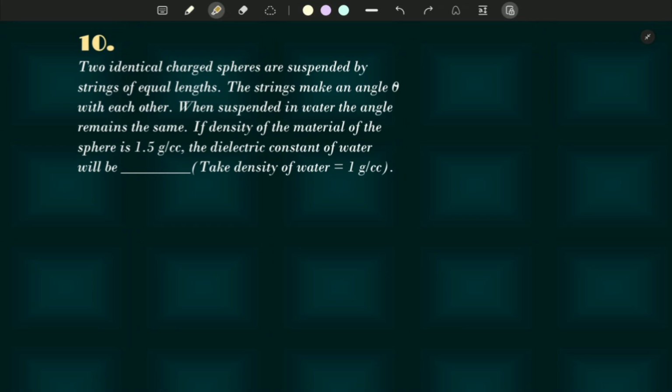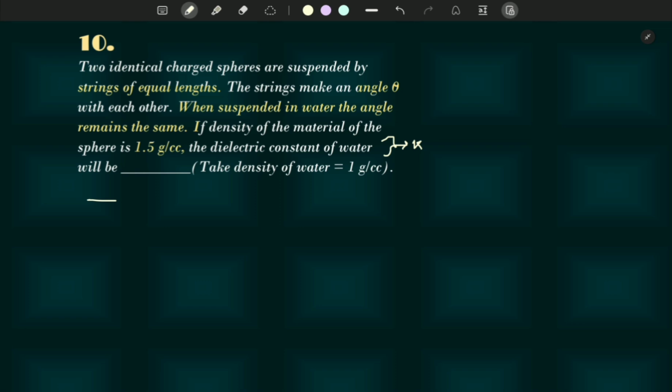So this is our next question. Two identical charged spheres are suspended by strings of equal lengths. The strings make an angle theta with each other. When suspended in water, the angle remains the same. This is an important line. If the density of the material of the sphere is 1.5 gram per cc, the dielectric constant of water will be. So we need to find the dielectric constant. Let me take it as K.